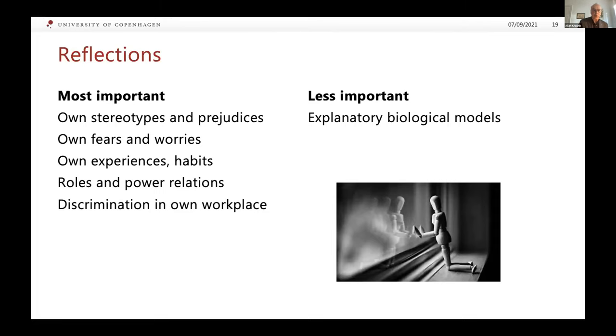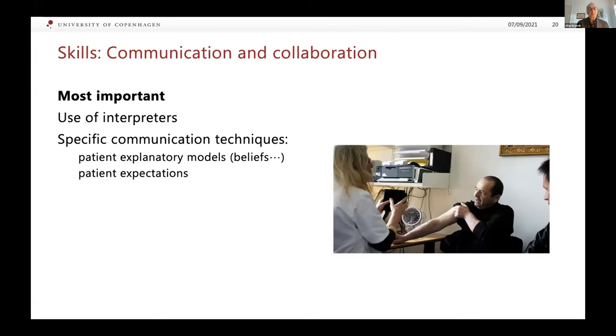But topics and information and evidence are not sufficient. Reflections are even more important. The most important kinds of reflection are about own stereotypes and prejudices, own fears and worries, own experiences and habits, roles and power relations, and discrimination in own workplace, whereas explanatory biological models are seen as much less important.